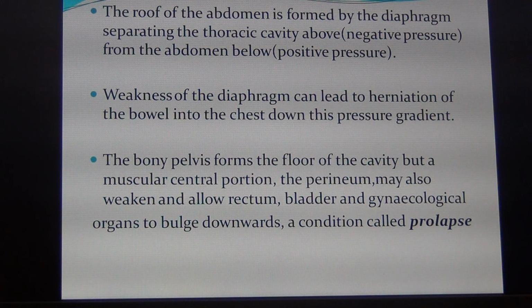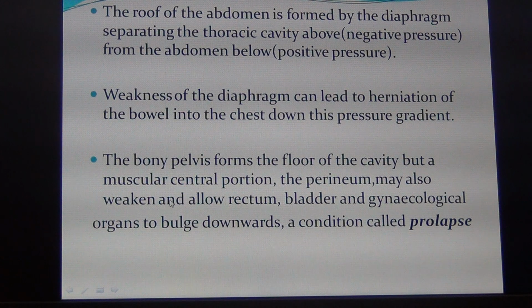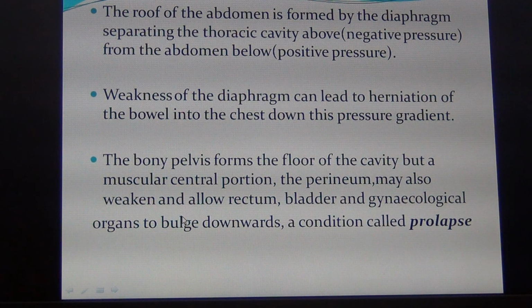Weakness of the diaphragm can lead to this, as I discussed. The bony pelvis forms the floor of the cavity, but there is a muscular central portion and the perineum, which may be weakened and allow the rectum, bladder, and gynecological organs to bulge downward, a condition which is called a prolapse, which is also a type of hernia.